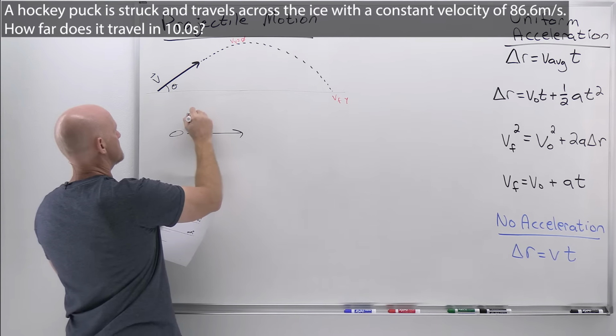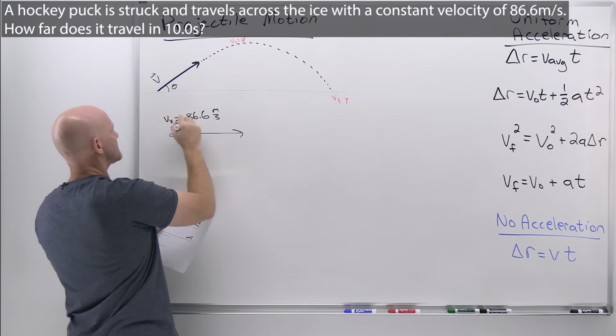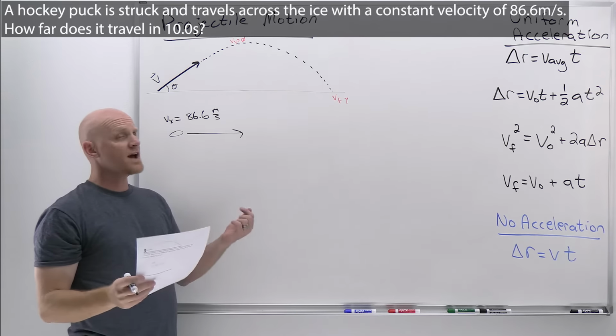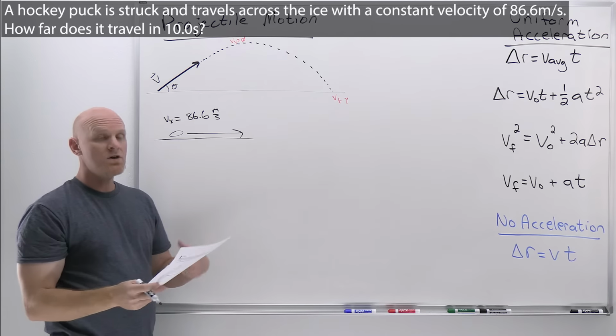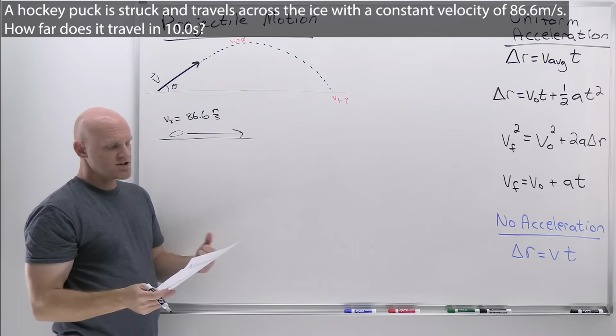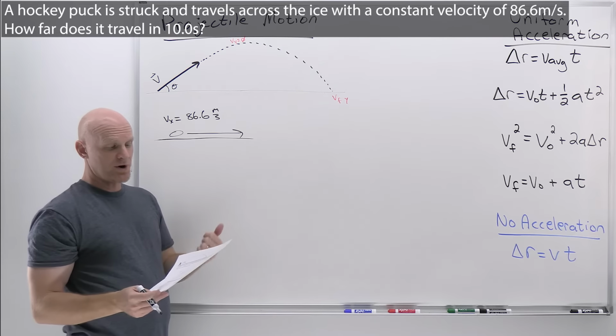velocity of 86.6 meters per second. And I'll write that as an x component to its velocity, but in this case, it only has x velocity. And it's just going to slide across the ice here in this case with no friction. And the question is, well, how far does it travel in 10 seconds, 10.0 seconds?